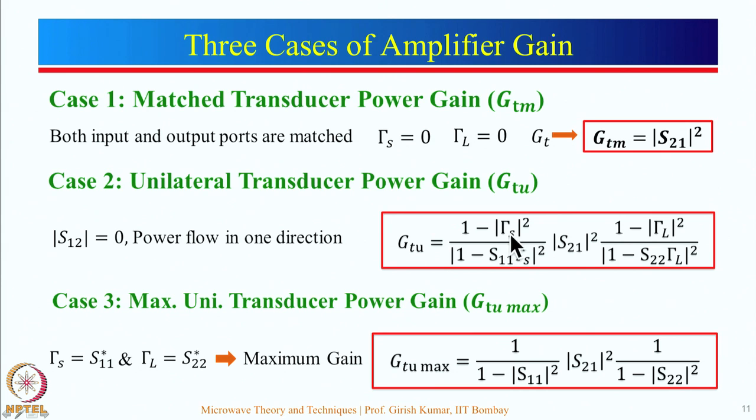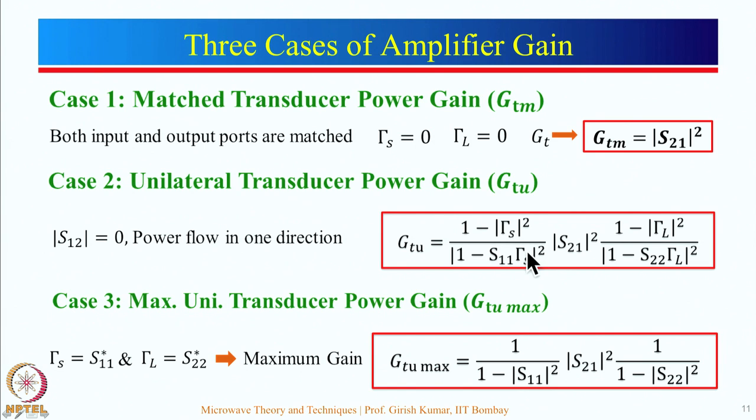Let us see how. Gamma S is equal to S11 conjugate. So, magnitude of that will be S11 square. Over here this is S11, gamma S is S11 conjugate. So, S11 multiplied by S11 conjugate will become S11 square. So, you can see that there is a 1 minus S11 square here, this one here is 1 minus S11 square and whole square of that.